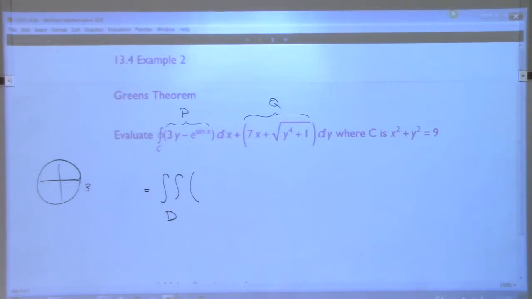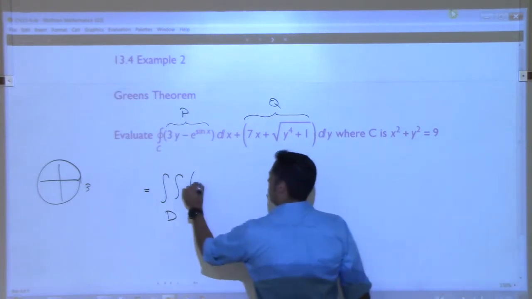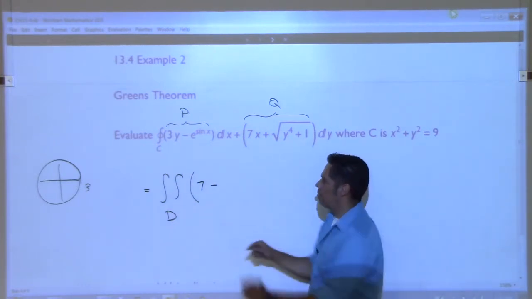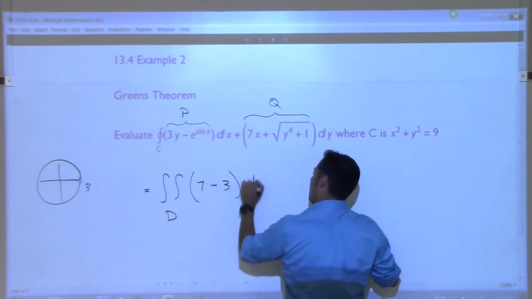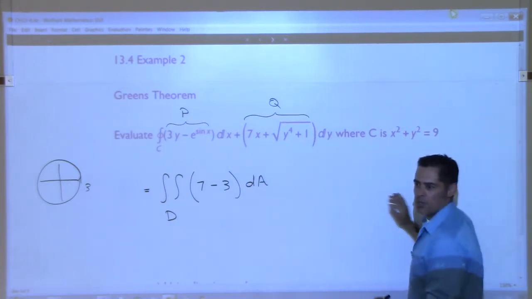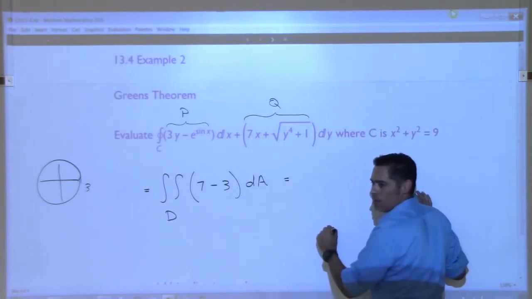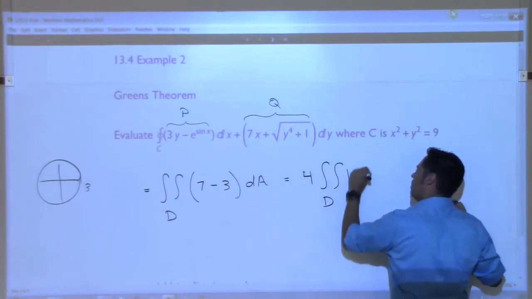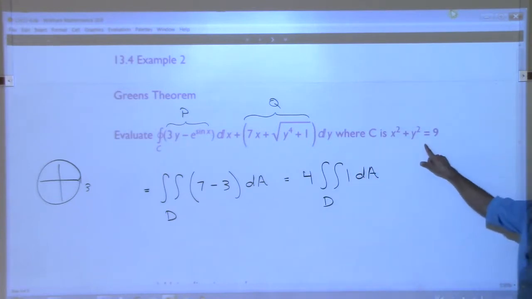Q with respect to x. I'm going off that formula over there. 7 minus the partial of P with respect to y, 3 dA, right? Which is just 4. Pull it out. Double integral over D of 1 dA, which is just the area of that enclosed region again.